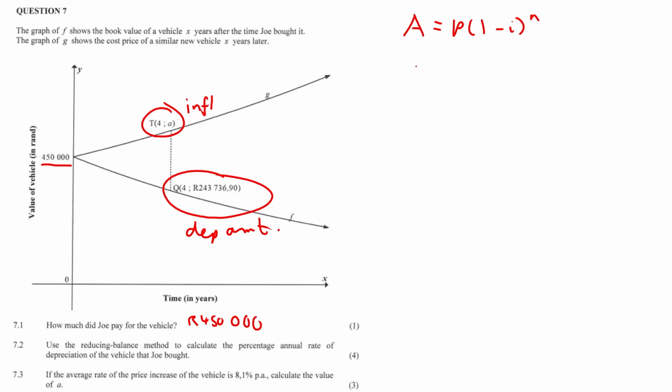Our f of x graph. So we just want the f graph, right? Because it's the depreciation amount. Just call it f of x. The p value, so our principal amount, what we bought it for, is 450,000 rands. 1 minus i to, well, here it's not going to be n, it's going to be x because we are working on a Cartesian plane. And at the end, it was worth 243,000.